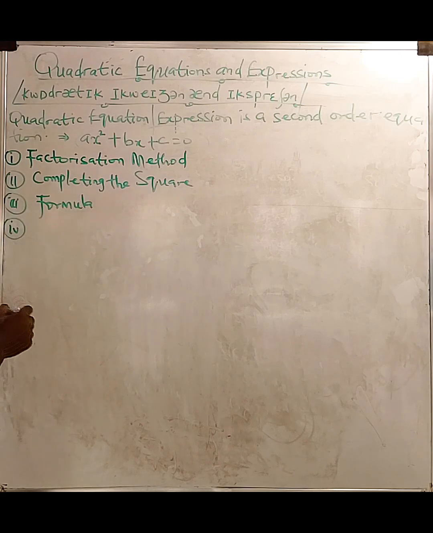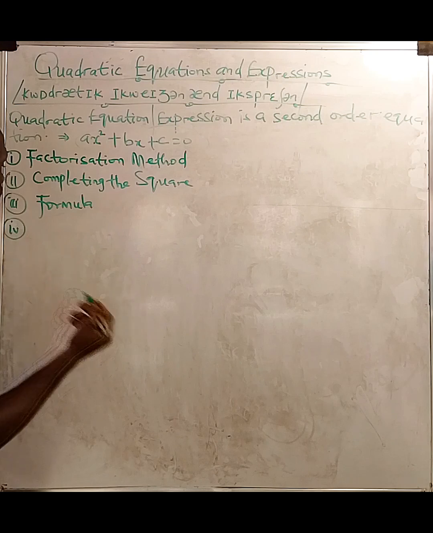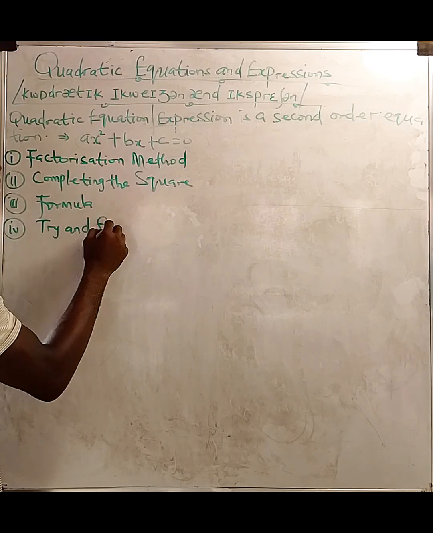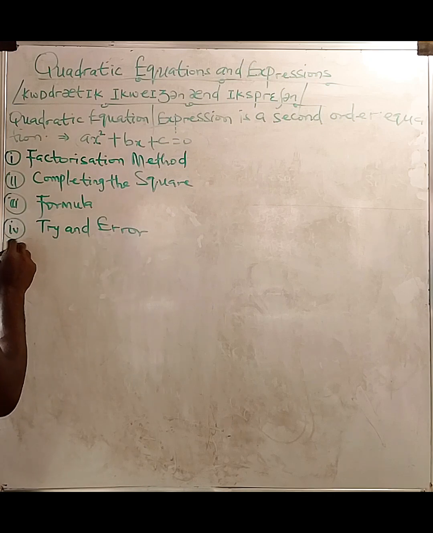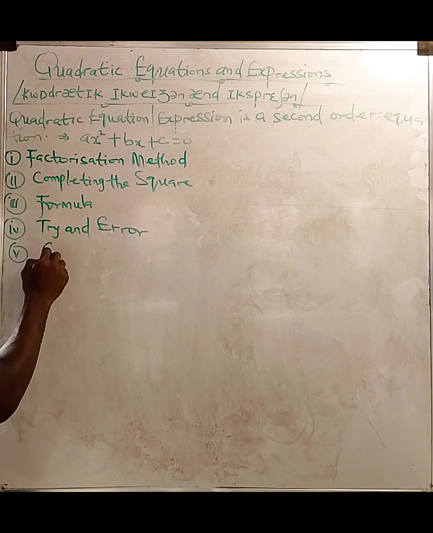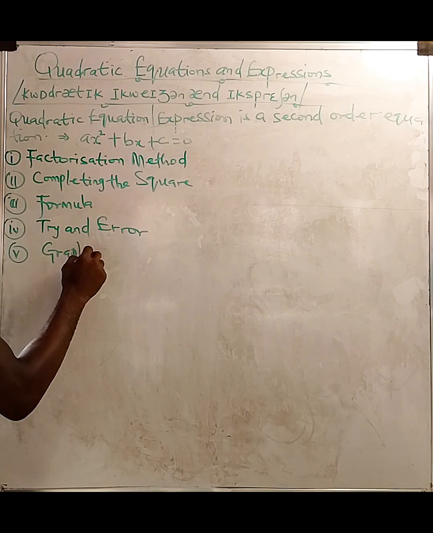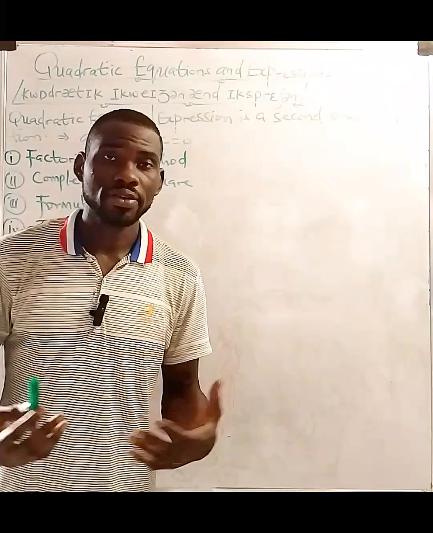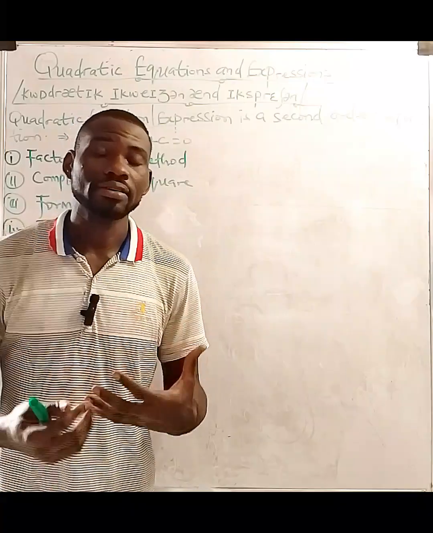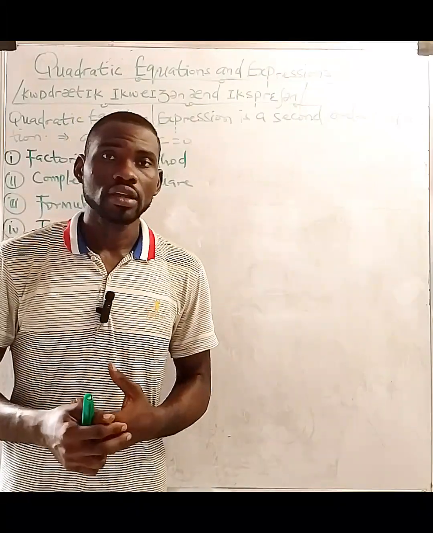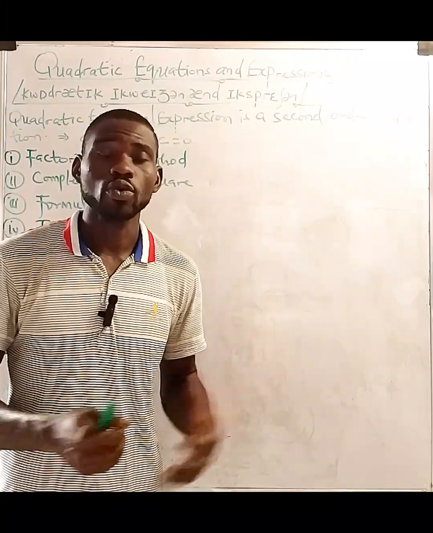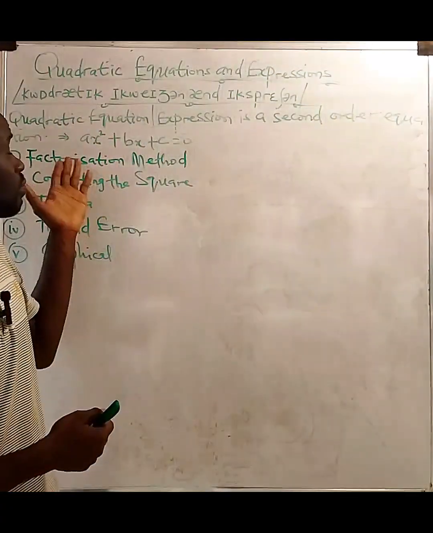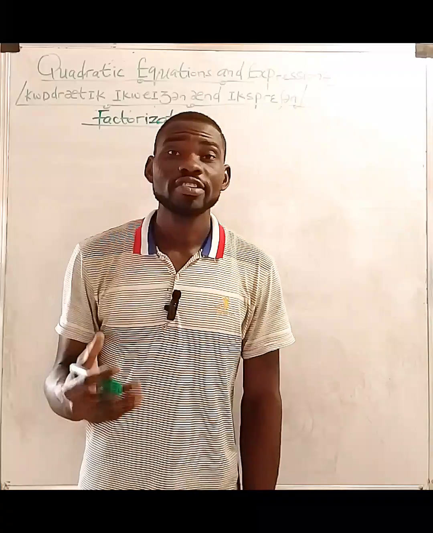The next method we have, I call it the trial and error method. And the last method we have is what we call the graphical method. There are other kinds of methods that we have, but these are the major methods when it comes to solving quadratic equation. So today we're going to be starting with the factorization method.